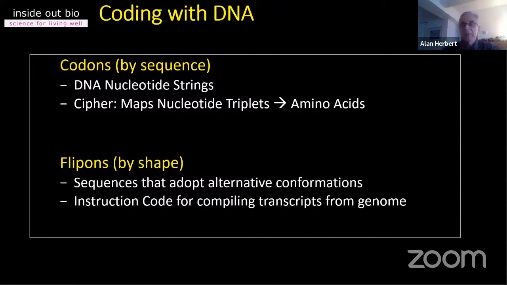So in this combinatorial process that I mentioned before, flip-ons can actually help decide which exons compile together to make a message. And so they can change the output from the genome. Because their shape is variable depending on the context, you can get different products from the same gene just by changing the DNA shape.